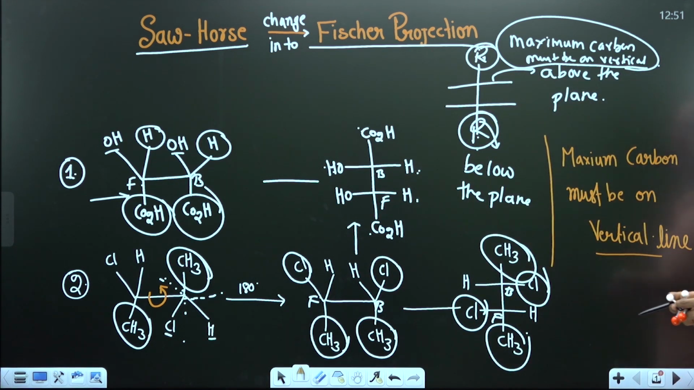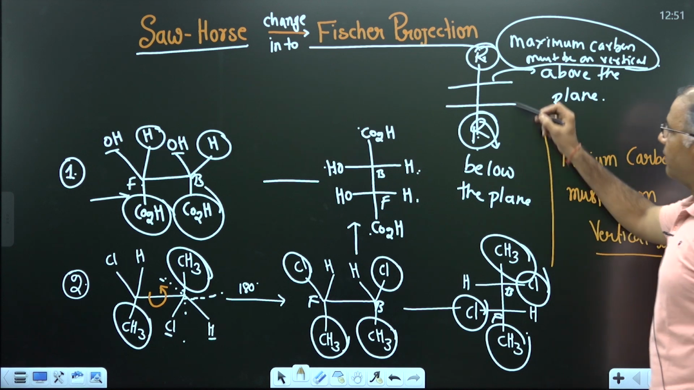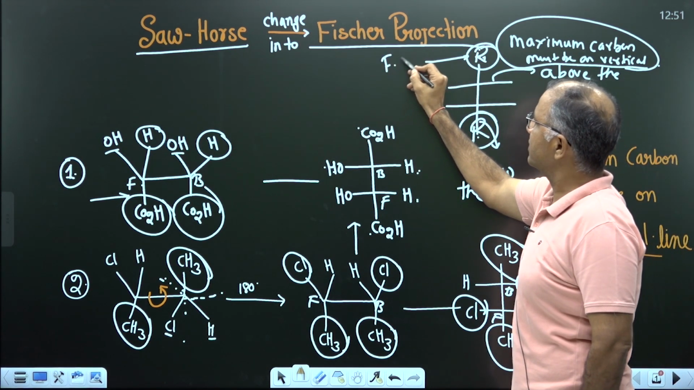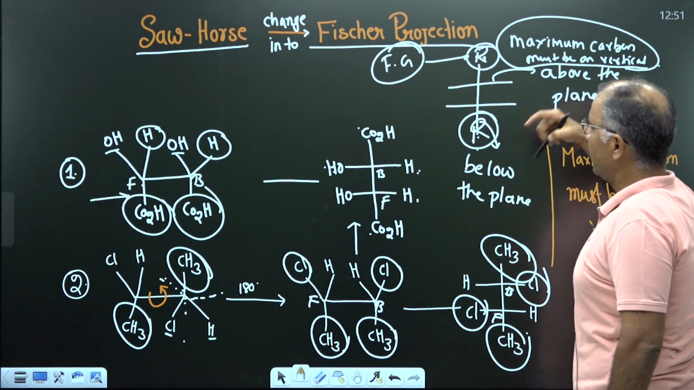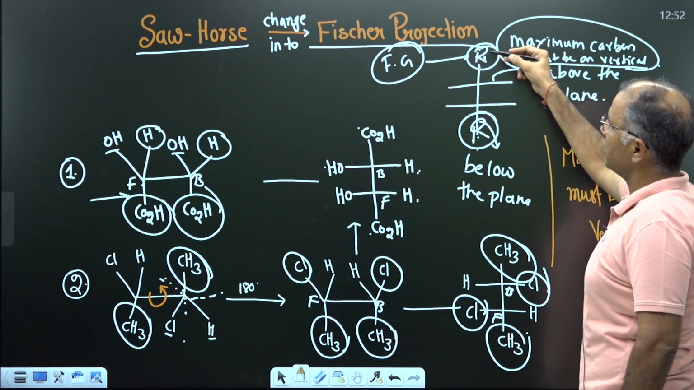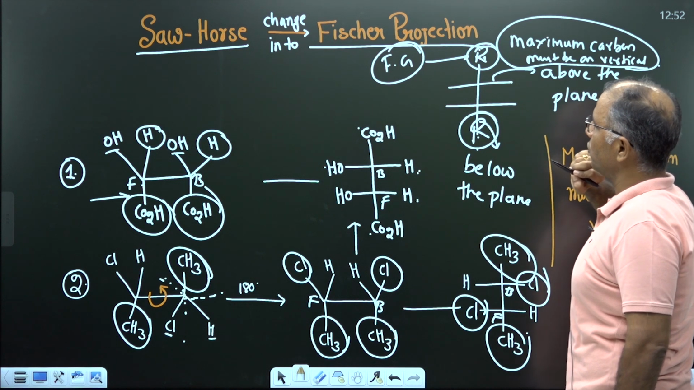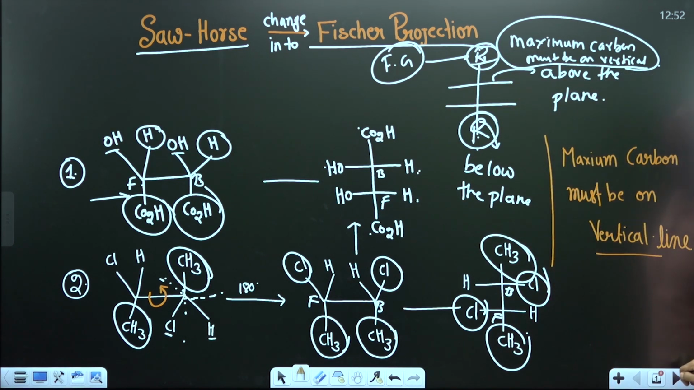Pause the video and write: maximum carbon must be on vertical line, and carbon containing functional group must be at top of vertical line. Maximum carbon must be on vertical line, and if there is any functional group, then carbon containing functional group must be at top of vertical line. Always, while naming IUPAC nomenclature of that particular molecule, the numbering should start from top to bottom. Means the carbon containing chain must be from top to bottom. This means that carbon containing functional group must be at top.